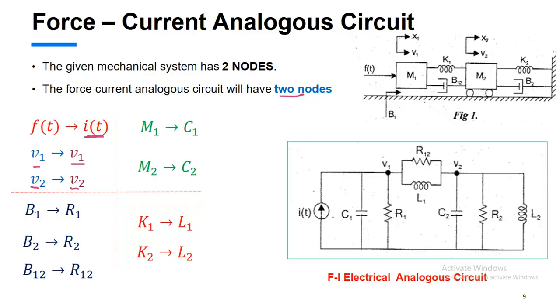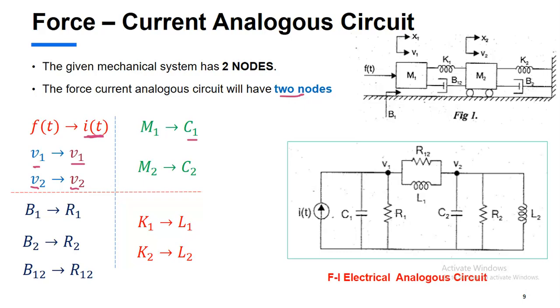And the mass is nothing but the capacitor. The springs K1, K2 are nothing but actually 1/L1 and 1/L2. For your easy understanding, I am giving L1 and L2. And this dashpot is equivalent to a resistor. We have to write 1/R1, 1/R2, 1/R12. For simplicity, I am giving it as R1, R2, R12. Let's see how to draw a force current analogous circuit.